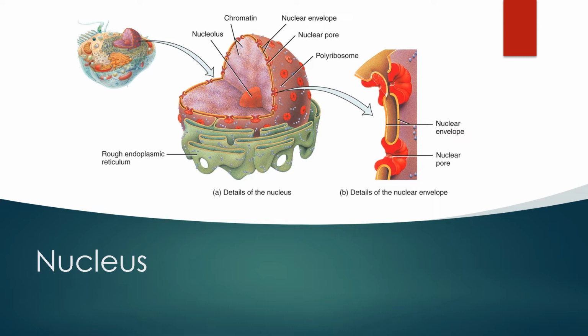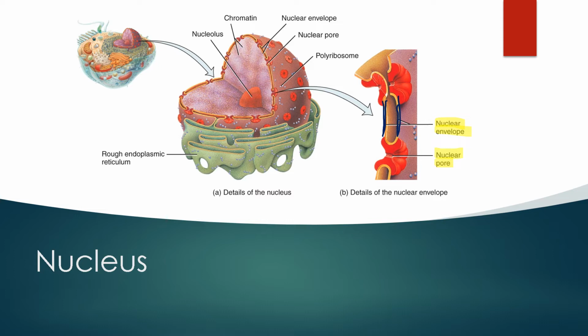Now there is a double membrane that encloses the nucleus. So you can see the nuclear envelope here, a little bit of a zoom in. We have an inner membrane here and an outer membrane here, and there are pores throughout that double membrane. Now these nuclear pores help to control the movement of substances between the nucleus and the cytoplasm.